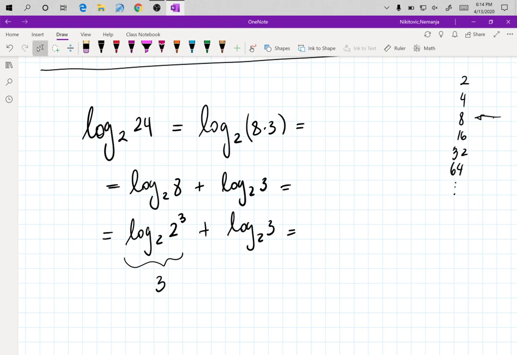But there is a better way for us to deal with this. You see how there is an exponent? Well, that's our rule 3.